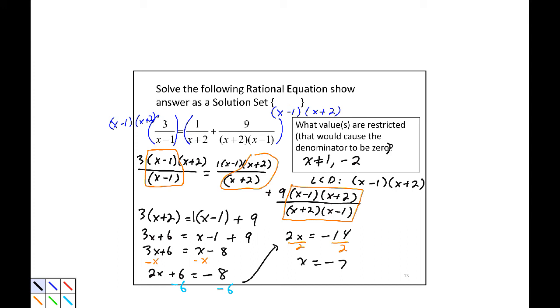Now, I'm going to check that against my values of 1 and negative 2. Everything's good, so my solution is negative 7.